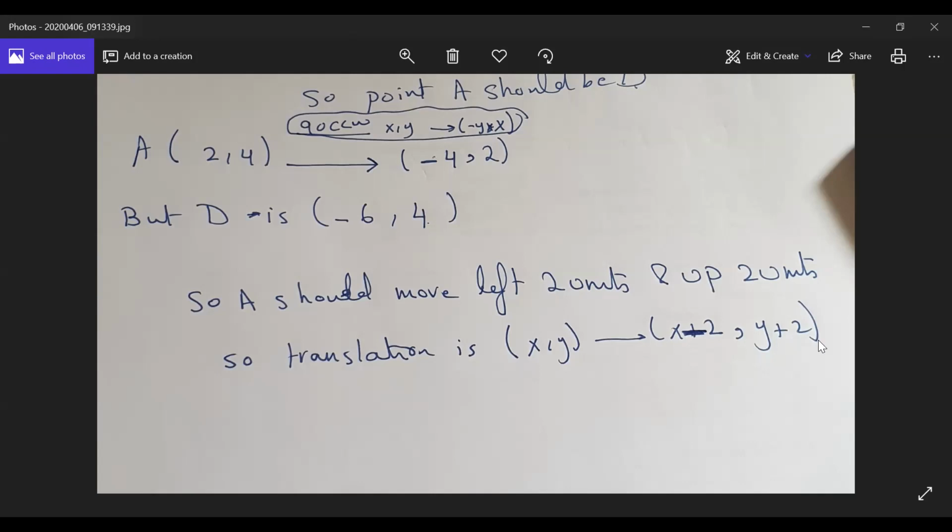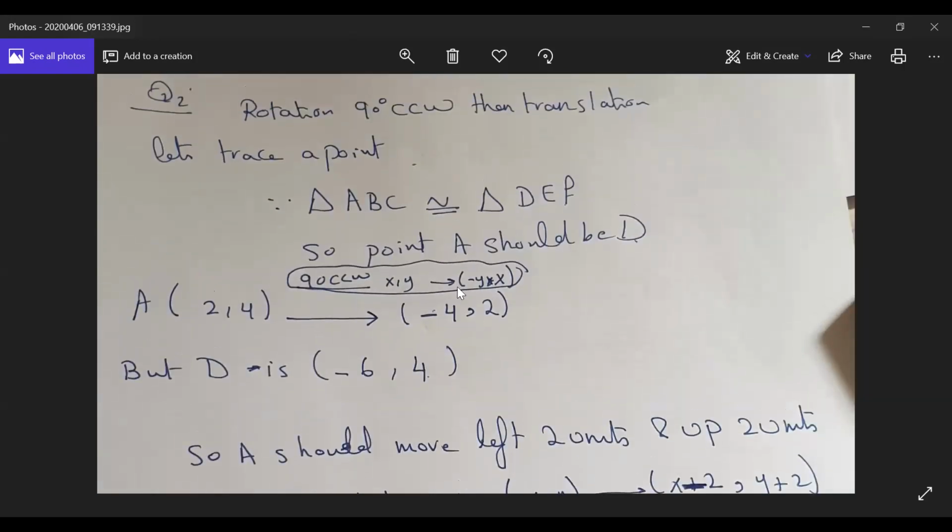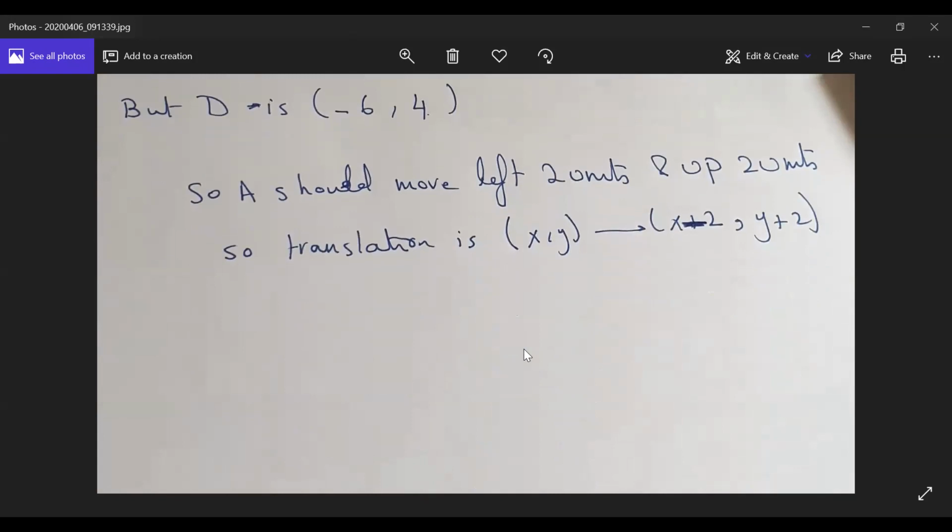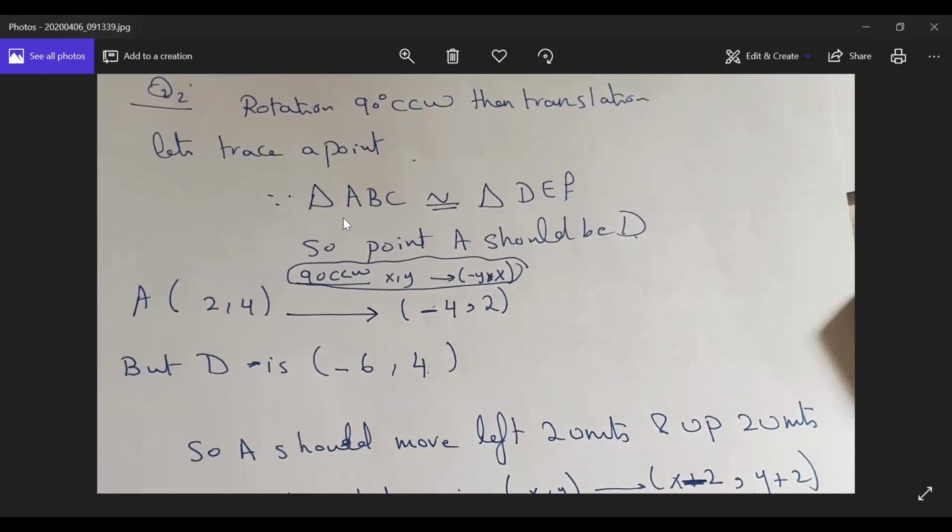So this is what happened. I had a counterclockwise rotation of 90 degrees. So the first thing is (x, y) becomes (negative y, x). Then the translation happened by x minus 2 and y plus 2. Did you see how I solved it? To solve something like this, you have to trace a point, like we did here. I traced a certain point. I told myself point A should be point D. So I have to trace point A step by step until I make the coordinates the same as D.